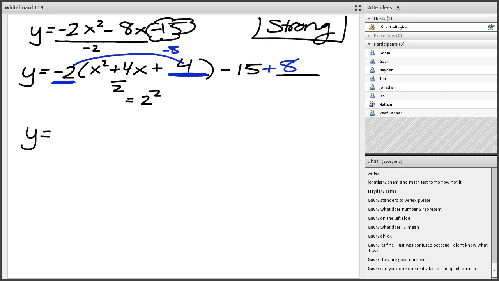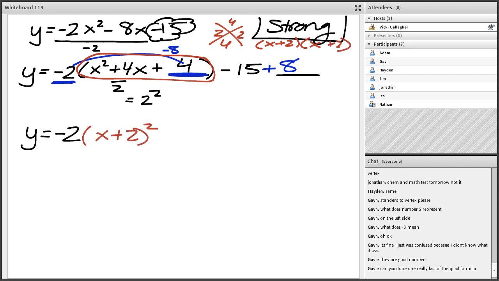Okay, so now we have y equals -2. This whole parentheses here, this is a perfect square trinomial. And if I factored it, it would turn into x plus 2 times x plus 2, otherwise known as x plus 2 squared. And then we need to combine together these two things. -15 plus 8 is -7. And this is vertex form.